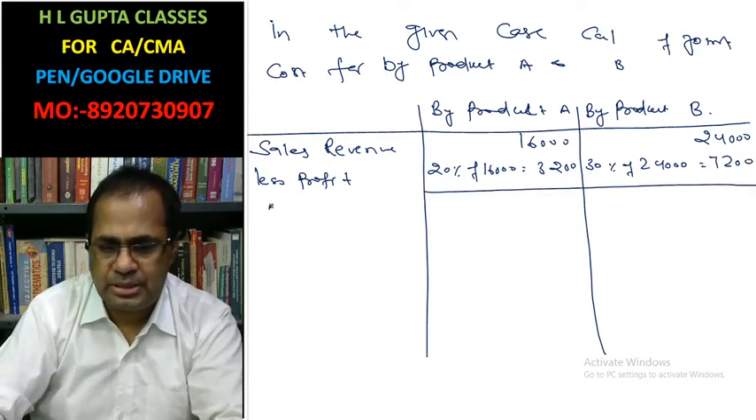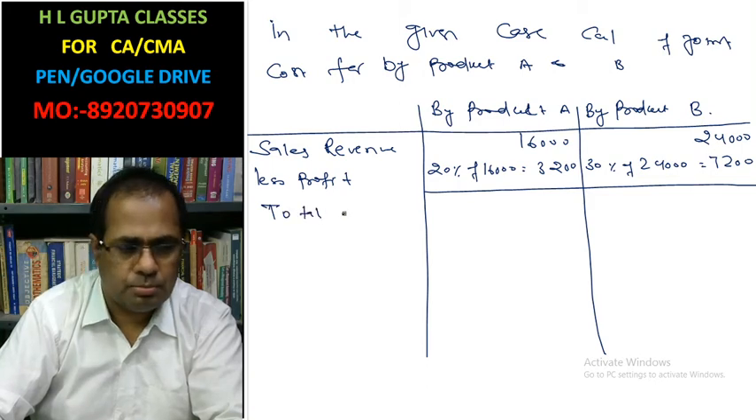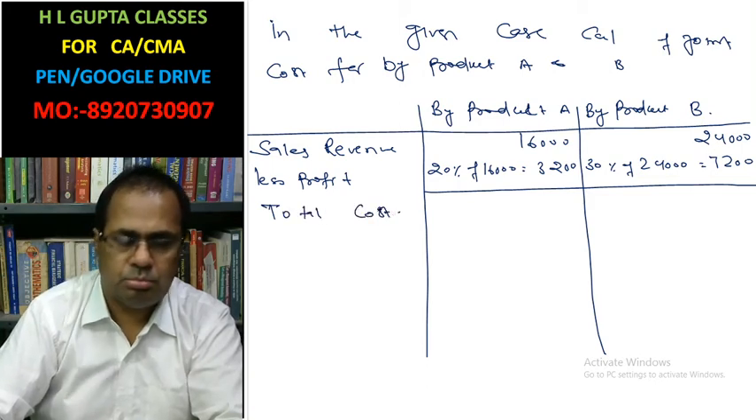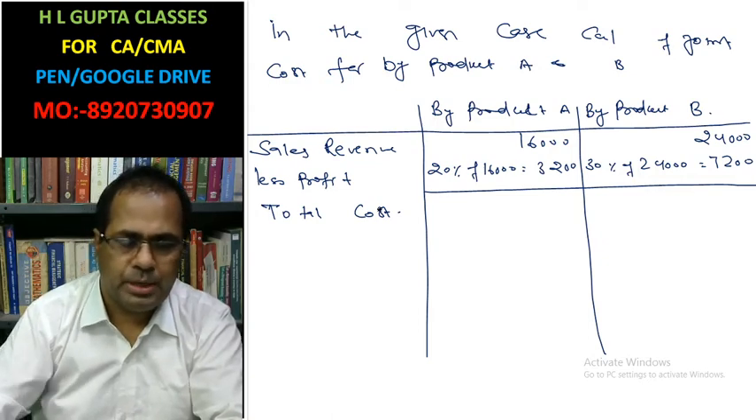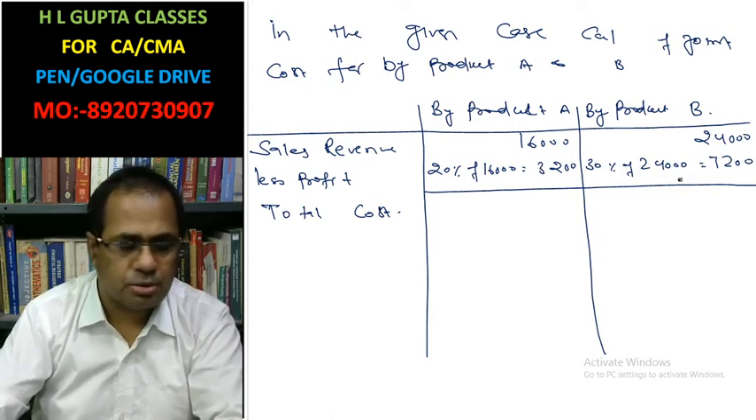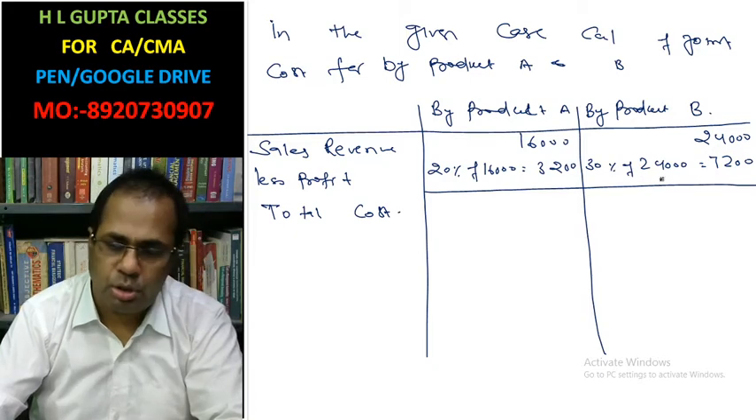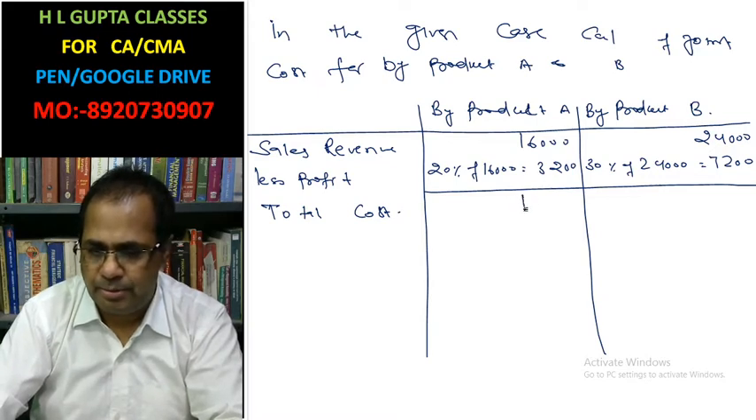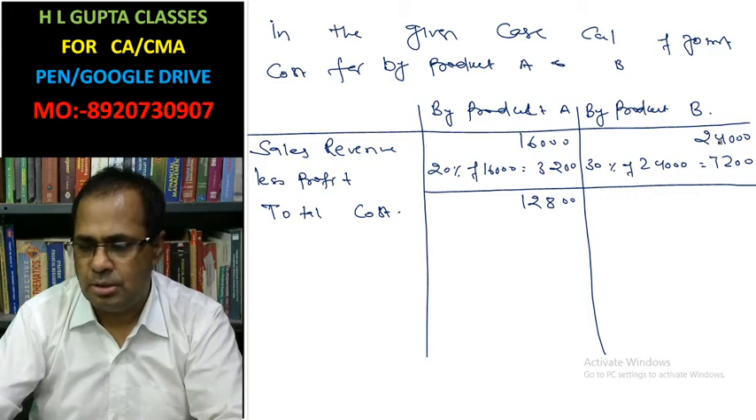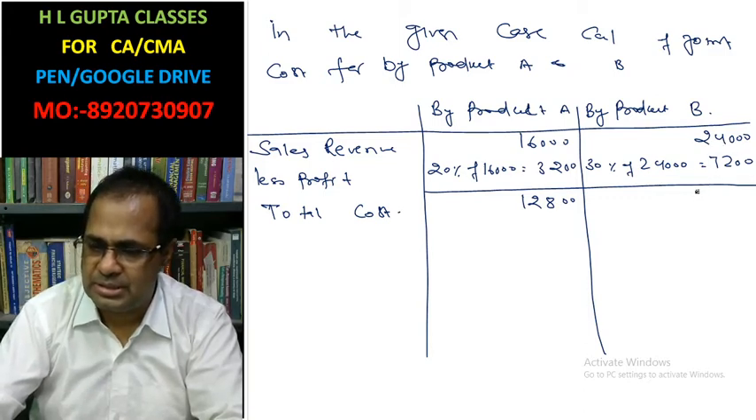After subtracting this, you have the total cost. So what will be the total cost? After subtracting this, you will get the total cost. Then the total cost will be 16,000 minus 3,200, which is 12,800. And 24,000 minus 7,200 is 16,800.